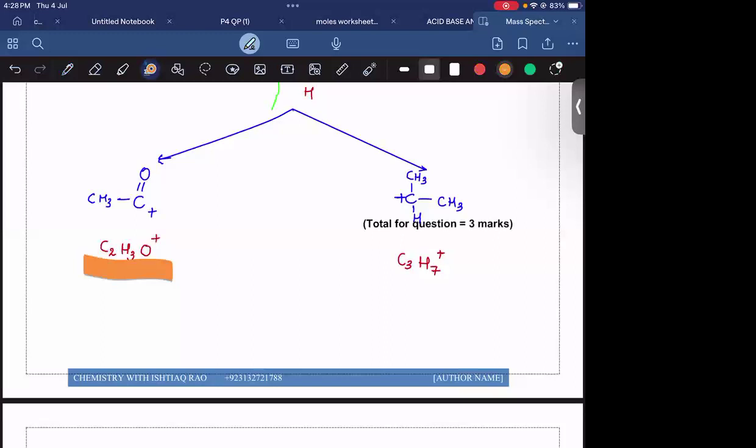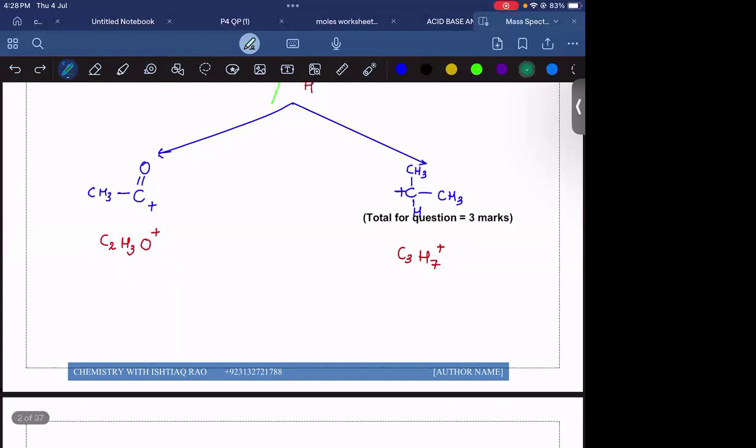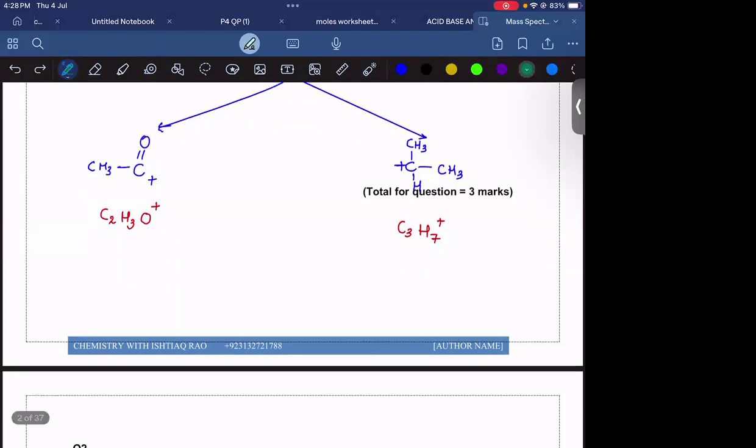I'm saying, can you tell me the molecular mass of these fragments? Molecular mass of the ions. Yes, exactly. So, 2 carbon means 2 into 12, 3 into 1, and 1 into 16. So what is in total? 3 into 12, 7 into 1. So this is 43, and this is what?